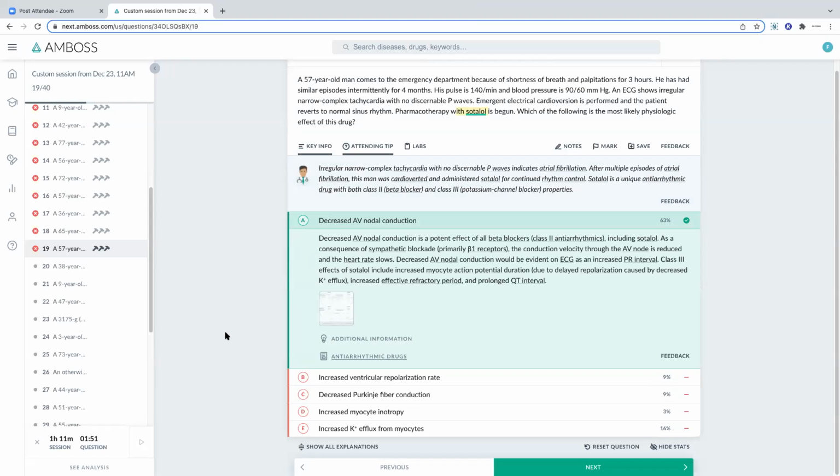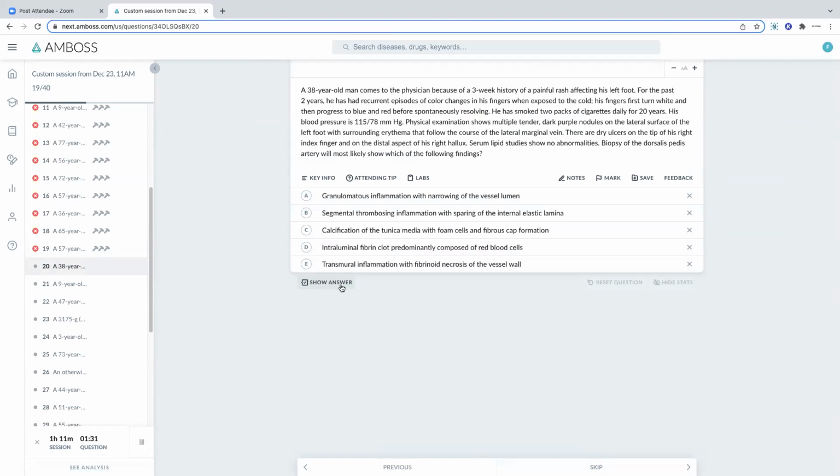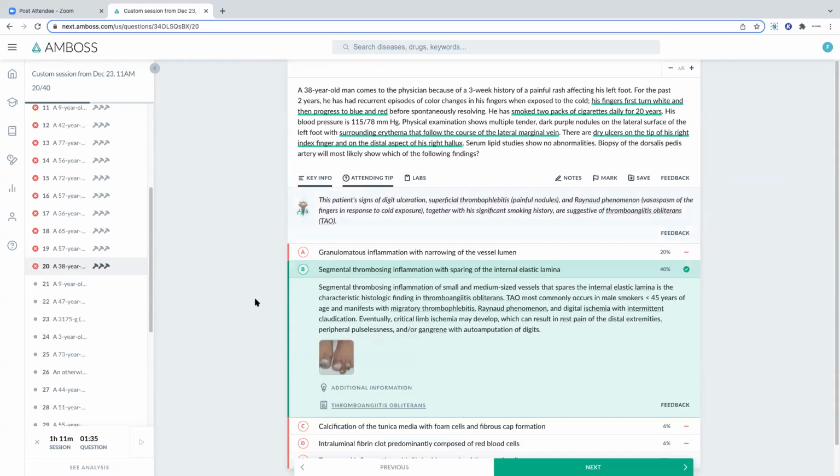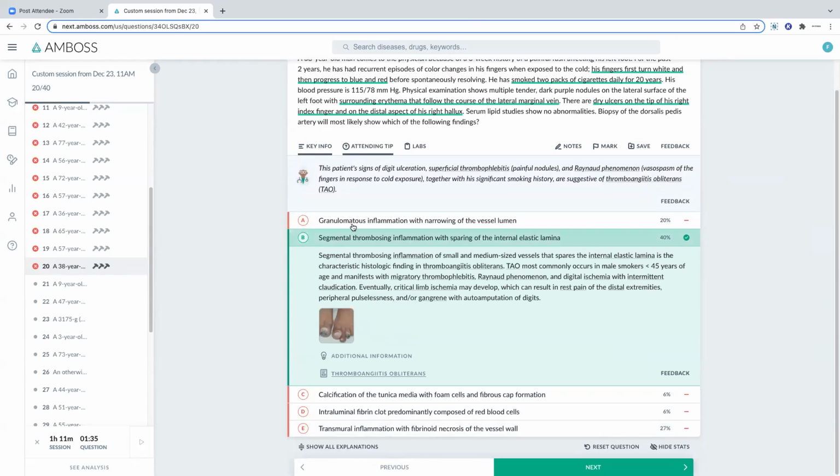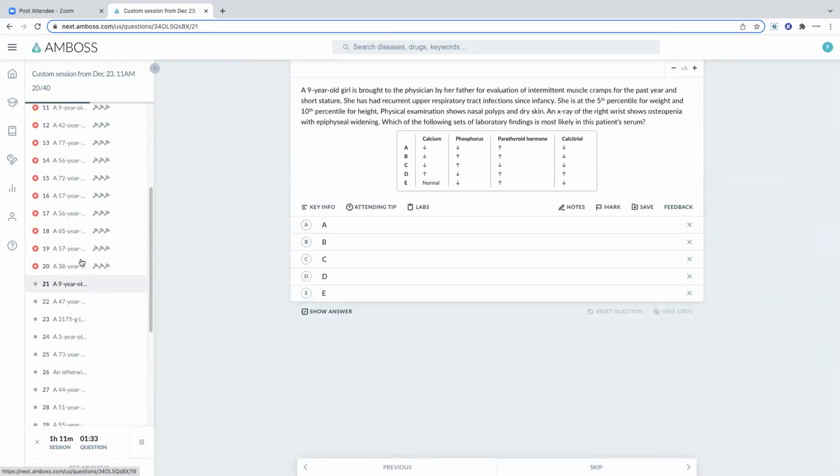Okay. What type of channel causes potassium efflux? That's a sodium potassium ATPase channel. Okay. Let's move forward. Which one did you guys choose over here? Biopsy of the dorsalis pedis will show which artery finding. Very good. Segmental thrombosis. Okay. We haven't talked about this. This is Raynaud's phenomenon. We'll talk about this in the future. But if you chose B, then that's a correct answer. Okay, next, let's move forward. Which one did you guys choose over here?